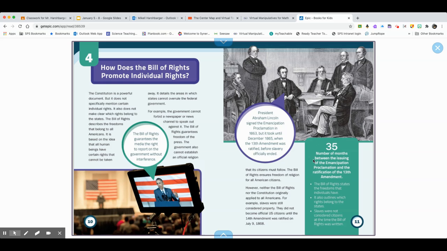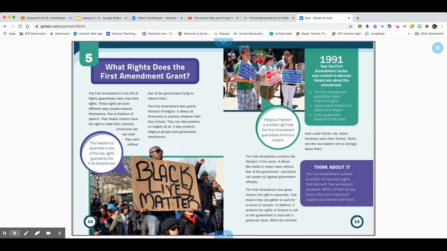35. Number of months between issuing of the Emancipation Proclamation and the ratification of the 13th Amendment. The Bill of Rights states the freedoms that individuals have. It also outlines which rights belong to the states. Slaves were not considered citizens at the time the Bill of Rights was written. Okay, on to section 5.